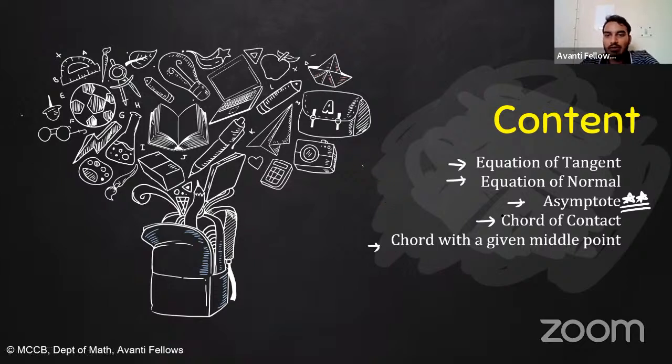All the topics are very similar to the parabola and ellipse except the asymptote. Asymptote is a new topic which you are going to see for the very first time, but the rest of the things are very easy. Very similar also. Okay, let's start with today's lecture, everyone.